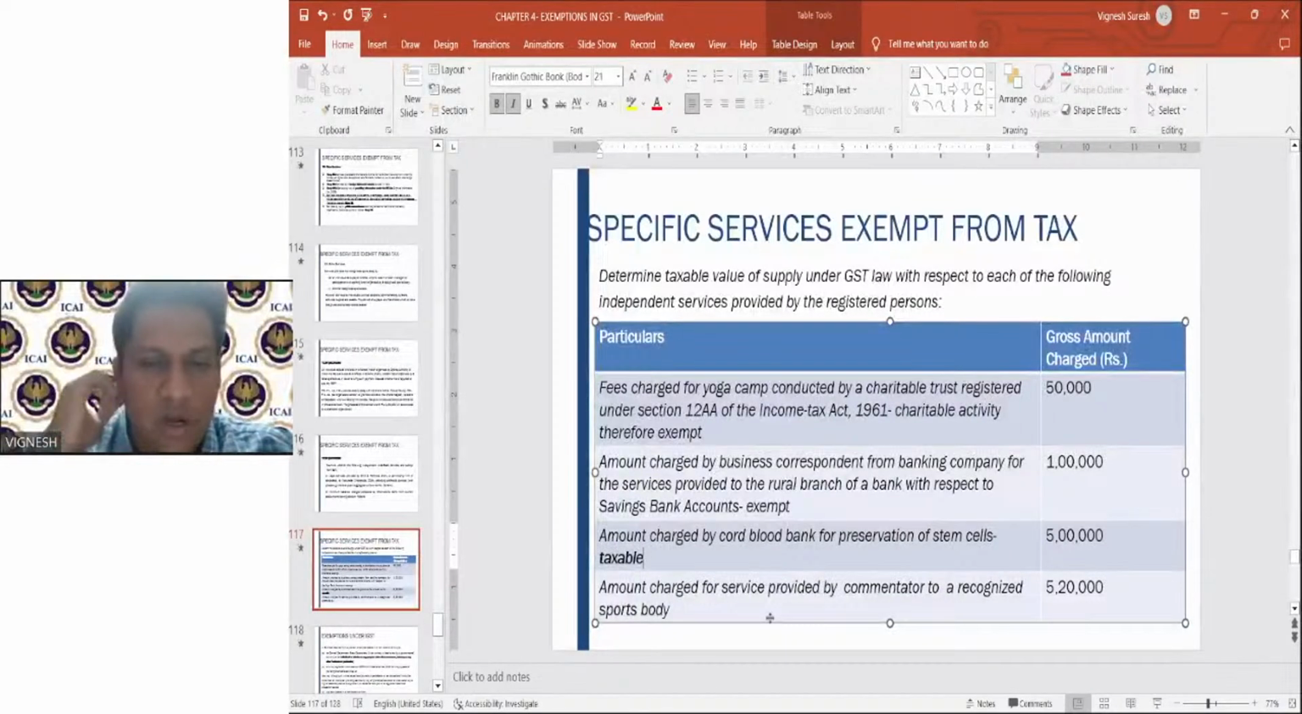Then service provided by a commentator. Again, here only umpires, referees and players are covered. A commentator providing the service is not covered under the exemption, so therefore it will be chargeable to tax. So this one also will be chargeable to tax.